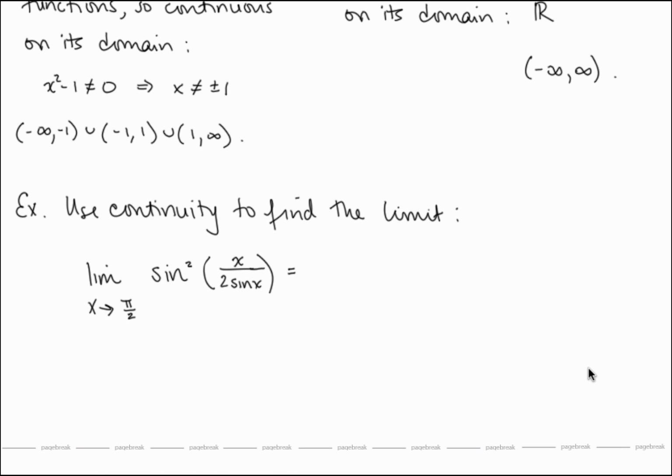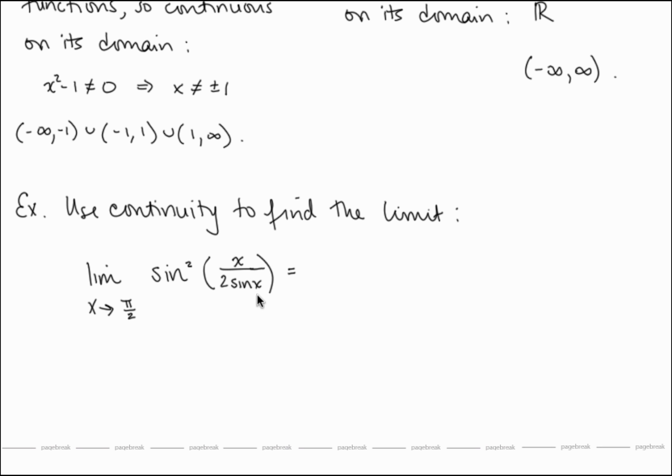Now let's take a look at this problem. Use continuity to find the limit. So here we notice we have a trig function in our denominator, and it's continuous at pi over 2. We have our numerator is continuous at pi over 2, so that quotient is continuous at pi over 2. It's being plugged into the sine function, so that's still continuous, and then the whole thing is being squared.